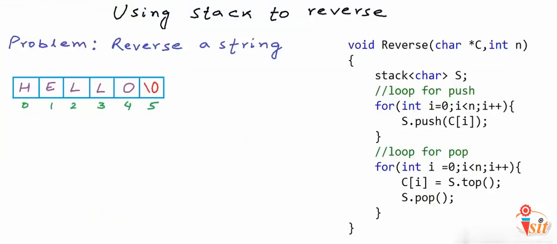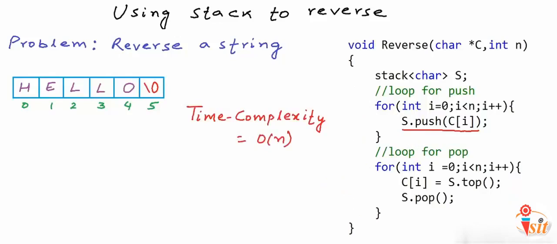Let's analyze its time complexity. We know that all operations on stack take constant time, so all these statements inside loop will take constant time. The first loop is running n times, and then the second loop is also running n times. First loop will execute in big O of n, and the second loop will also execute in big O of n. The loops are not nested, they are one after other.